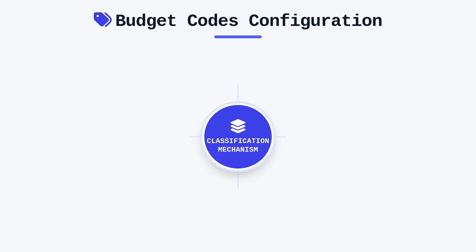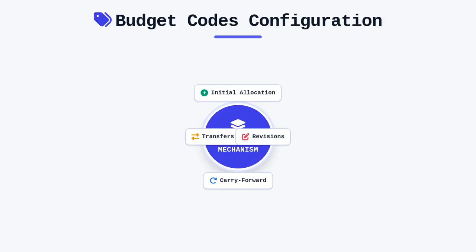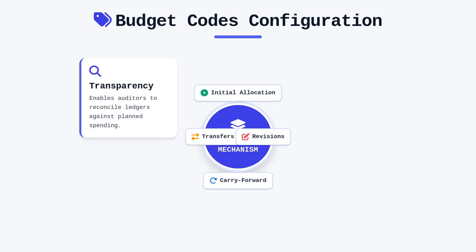Once you have defined your models, you must turn your attention to budget codes, which serve as the mechanism for classifying transactions. A budget code acts as a label, telling the system whether a specific entry represents an initial allocation, a transfer, a revision, or a carry-forward amount. By configuring clear and meaningful budget codes, you enable better transparency for auditors and financial controllers who need to reconcile the ledger against the planned spending.